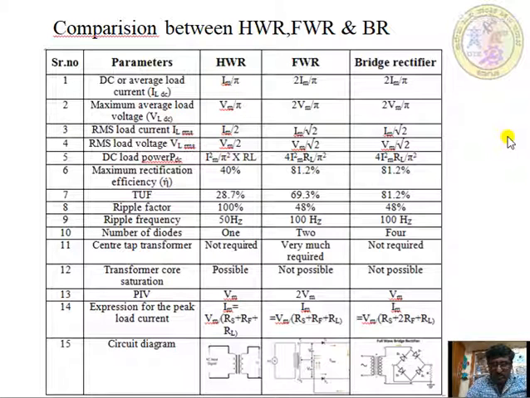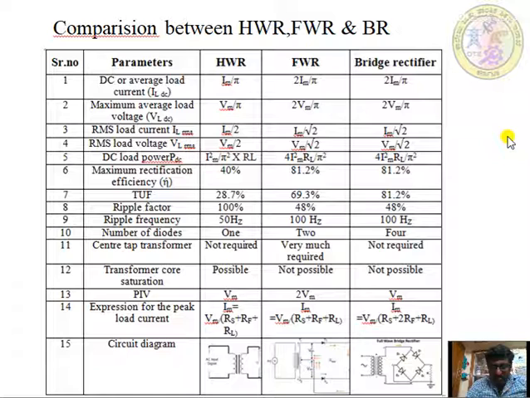Transformer core saturation is possible in half wave rectifier, but in full wave rectifier as well as bridge rectifier it is not possible. And the PIV, peak inverse voltage, is given by Vm in half wave rectifier, 2 Vm in full wave rectifier, and for bridge rectifier it is Vm. Expression of the peak load current: Im is given by Vm divided by (Rs + Rf + RL). It is the same for all the three, but only for bridge rectifier it is Vm divided by (Rs + 2Rf + RL).